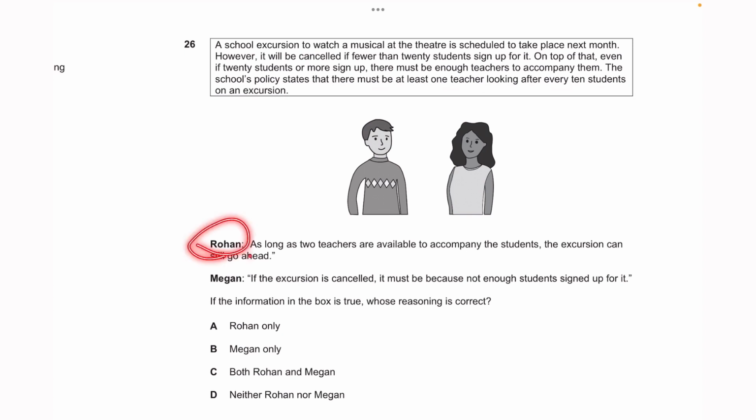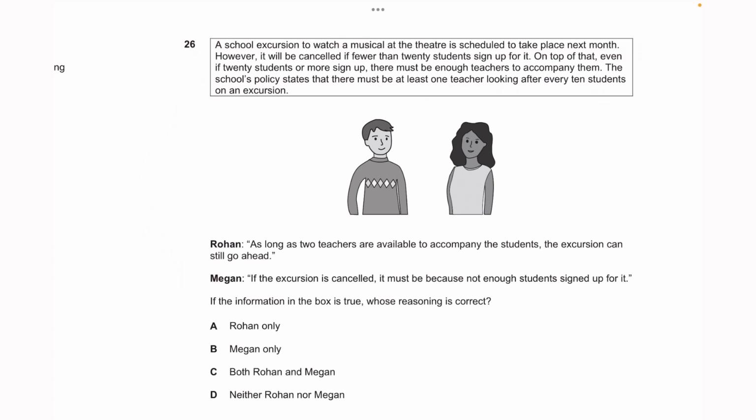Now, Rowan says, as long as 2 teachers are available to accompany the students, the excursion can still go ahead. Megan says, if this excursion is cancelled, it must not be because not enough students signed up for it. So, we need to know, if the information in the box is true, whose reasoning is correct. So, we have to determine if both of these students' reasonings are correct based on the information in the box, because this information in the box is true. Okay, so this is what we know.